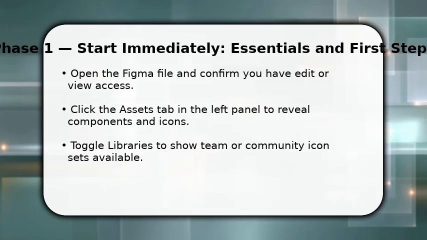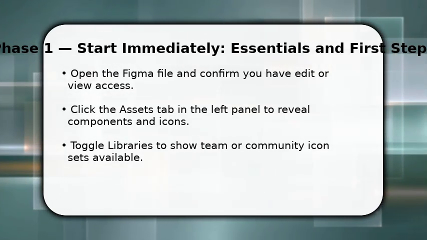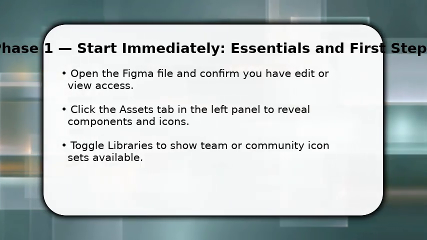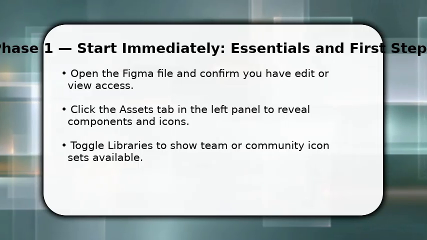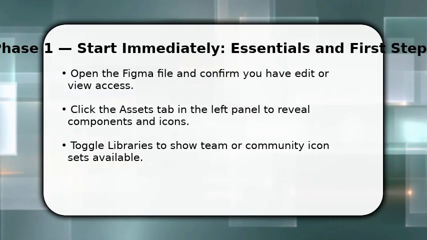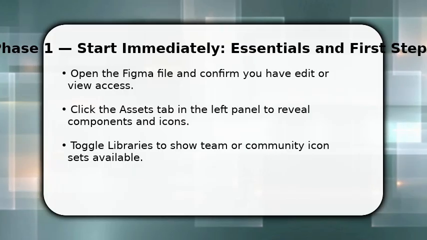Enjoy the video. You start by opening the exact Figma file where the icon must live, then go straight to the Assets panel. This is faster than hunting layers. Once there, make sure libraries are enabled so team or community icon sets appear. You'll see components grouped by library. Use the search box at the top to narrow results.